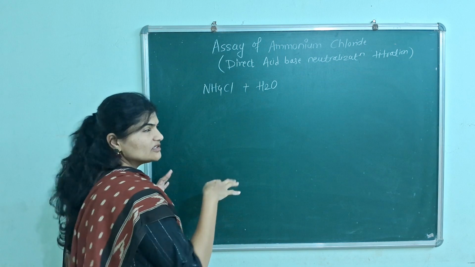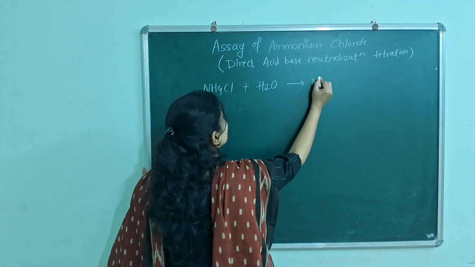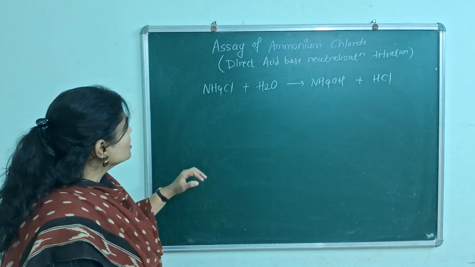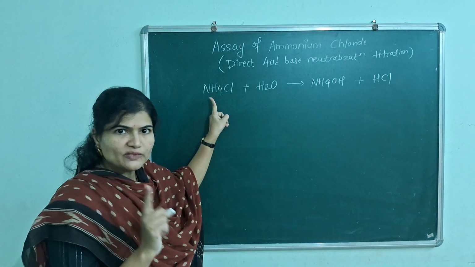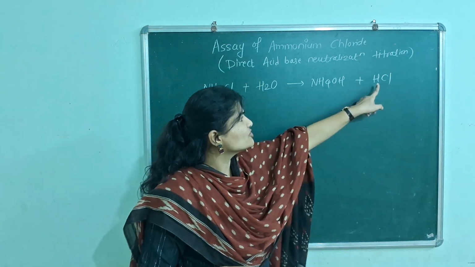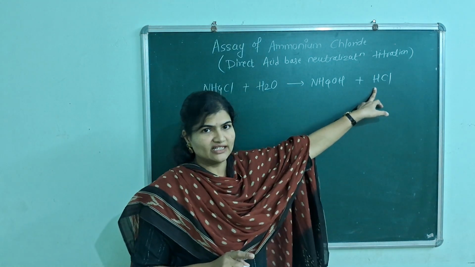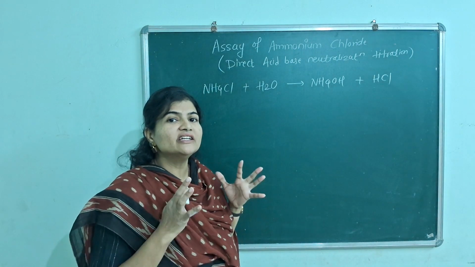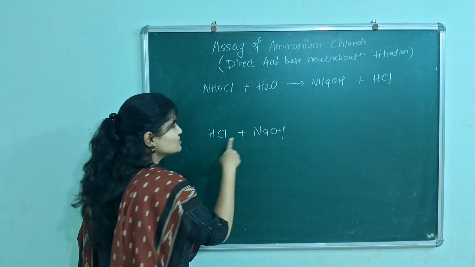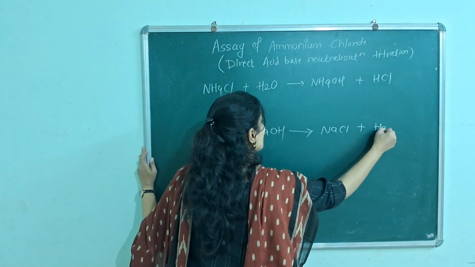Once you dissolve it in water, it will give ions and it will convert to ammonium hydroxide and HCl. Now as you can see, 1 mole of ammonium chloride, 1 mole of salt, upon dissolution in water is getting converted to 1 mole of ammonium hydroxide and 1 mole of HCl. Now if you look at it, 1 mole of ammonium chloride is liberating 1 mole of HCl. So I can quantitatively titrate that HCl with sodium hydroxide solution. So it is going to be a strong acid, strong base titration, resulting in formation of salt and water.